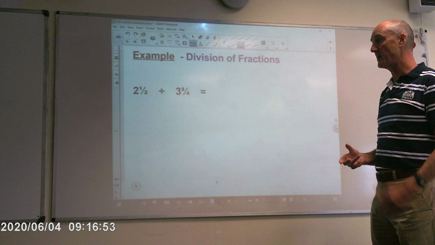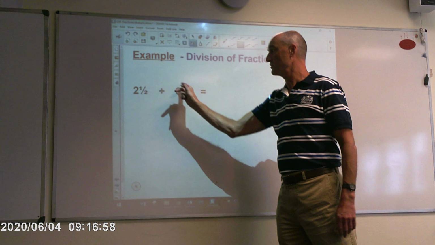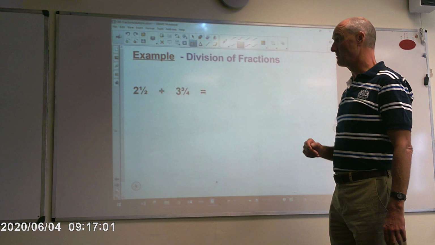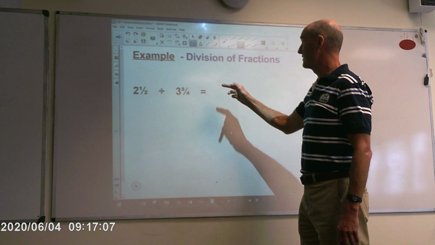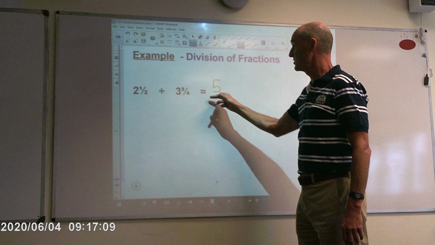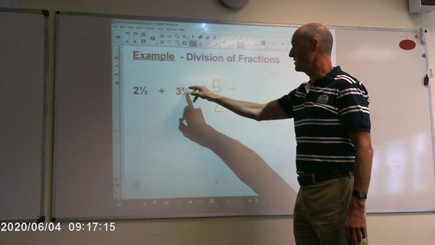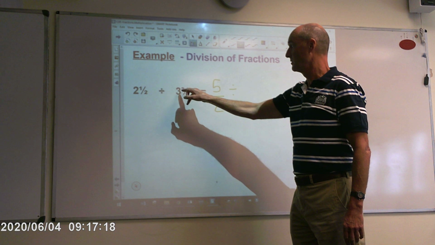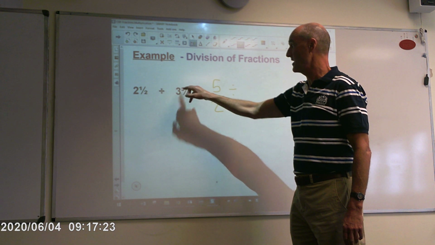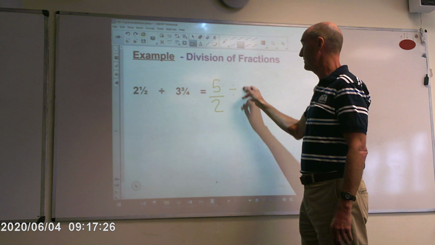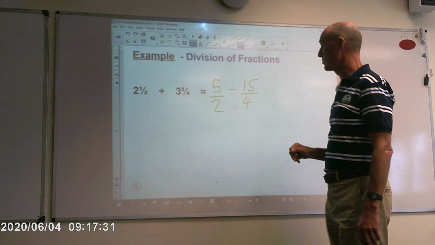Dividing fractions is very similar to multiplication. If we've got mixed numbers, so whole numbers and fractions, we've got to make them into top-heavy fractions. So 2 1/2, if we make that into a top-heavy fraction, it's 5 over 2. 3 3/4. So we've got 3 whole ones, so 4 times 3 is 12. Add the 3 that we already had, so that's 15 over 4, 15/4.